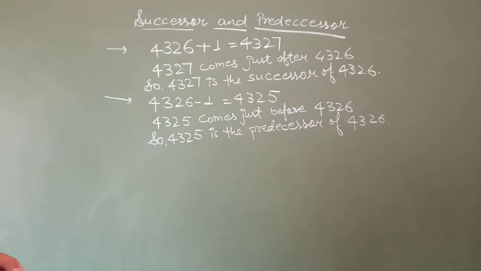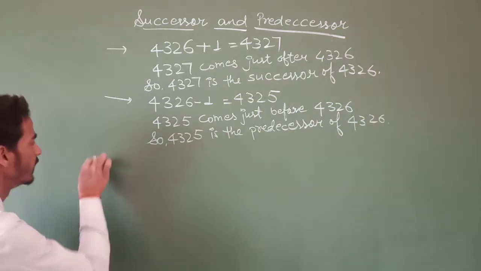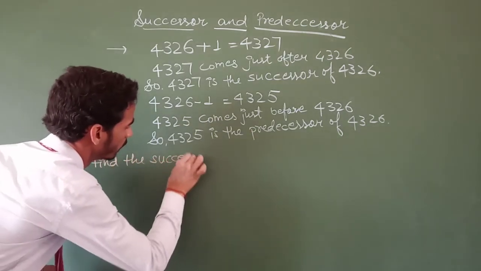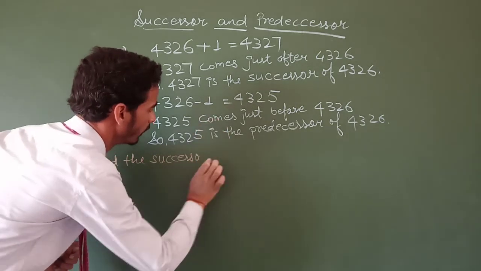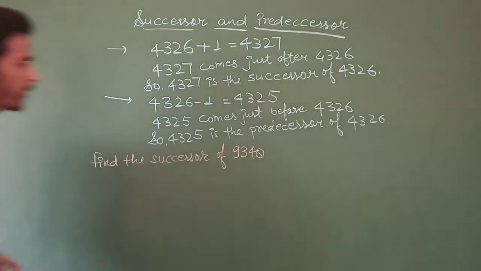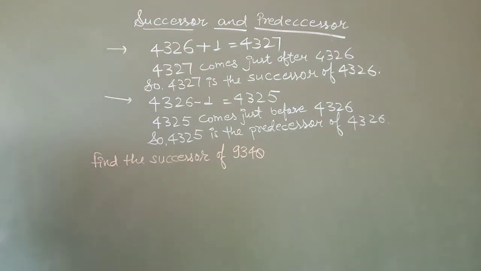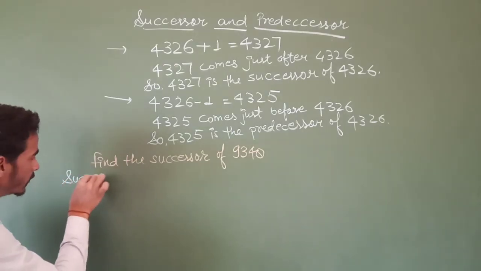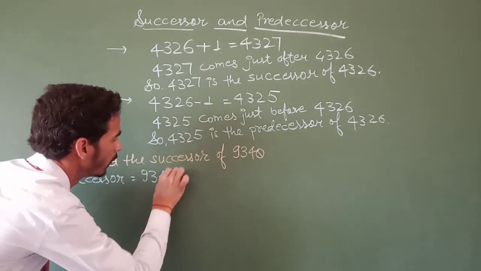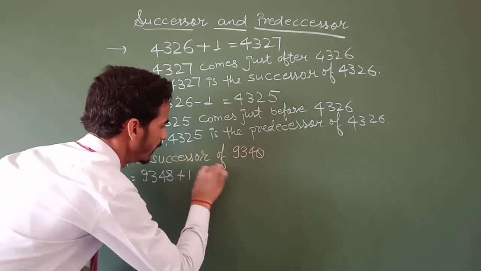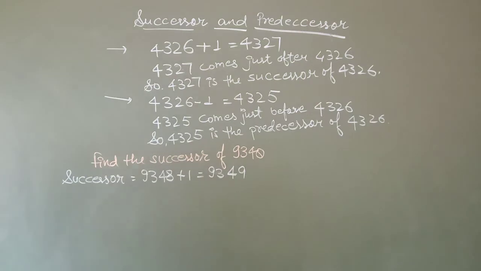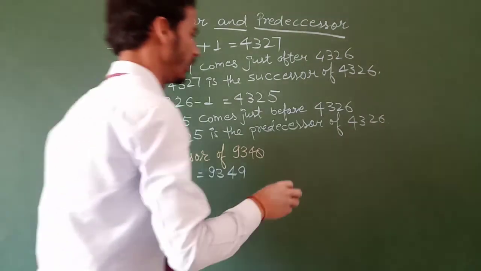There is an example. Find the successor of 9348. Okay, so what will it be? The successor will be 9348 plus 1, that is 9349.